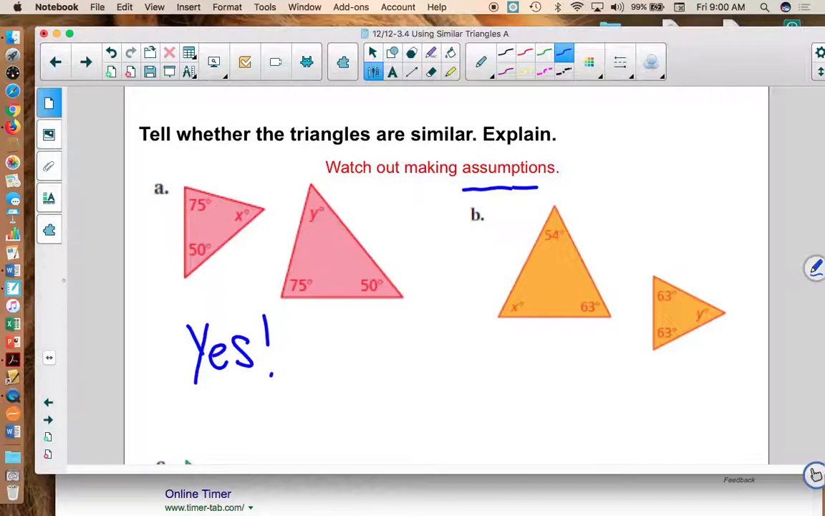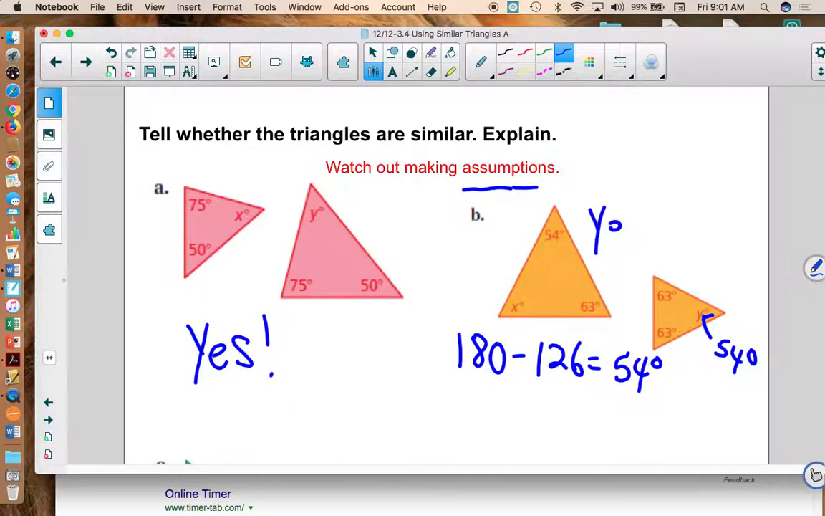Yeah. Are they similar, Lindsay? Yeah, because 180 subtract 63, subtract 63. I added 63 and 63 and subtracted it. Okay, 63 and 63 added together equals what? 126. And subtracting that from 180 equals 54? So that tells you that angle right there is 54 degrees, right? That's what I hear you telling me. So yes, they are similar. Okay? Don't make the assumption though.